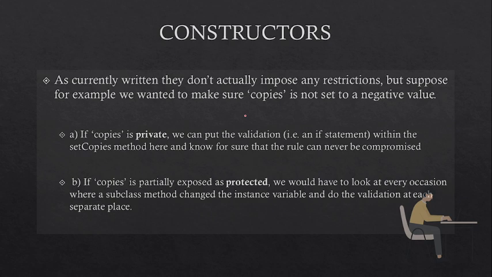So it is like setting a rule or a logic, right? It cannot be negative, it cannot be a string. So the data can never be compromised. If copies is partially exposed as protected, we would have to look at every occasion where a subclass method changes the instance variables and do the validations at each separate place.